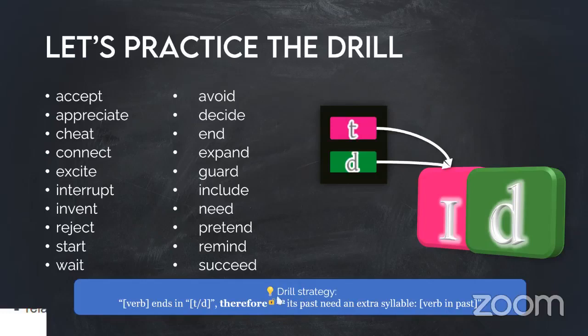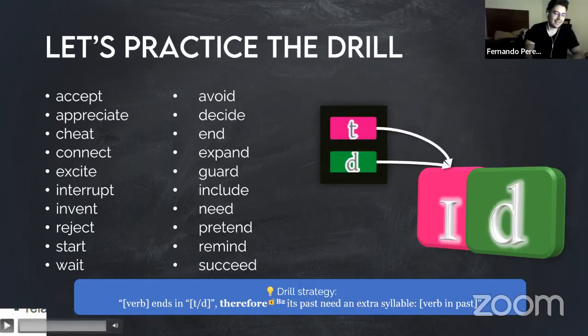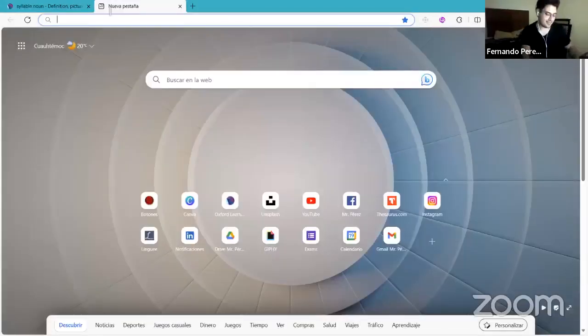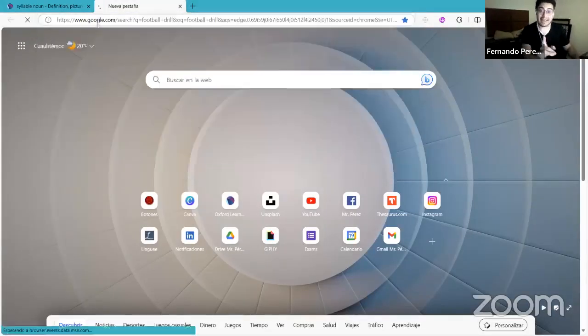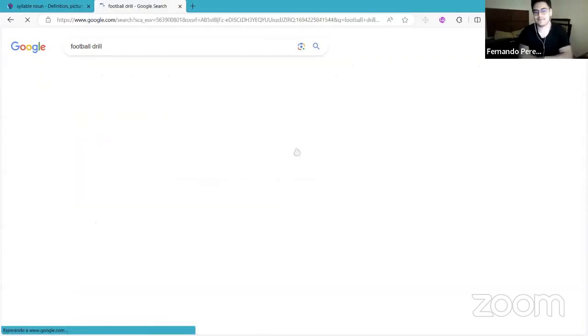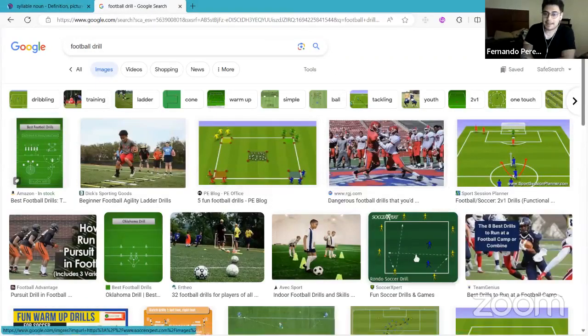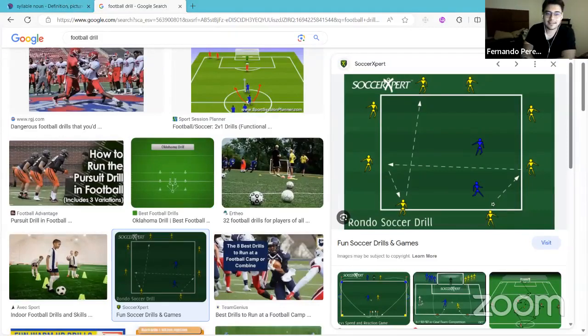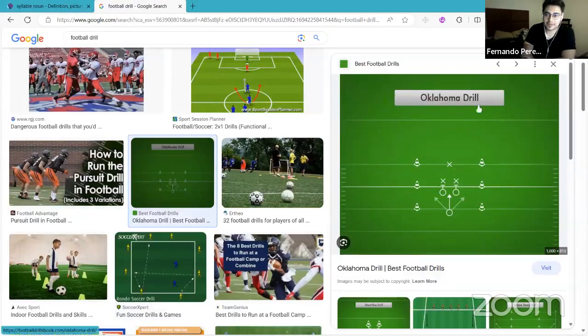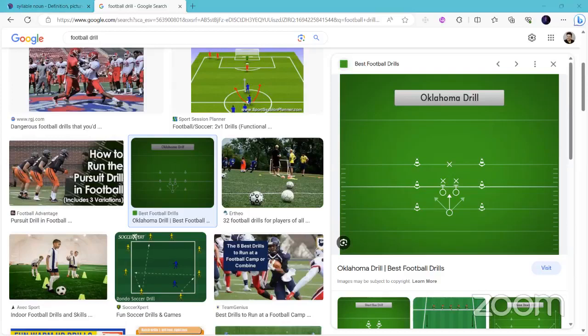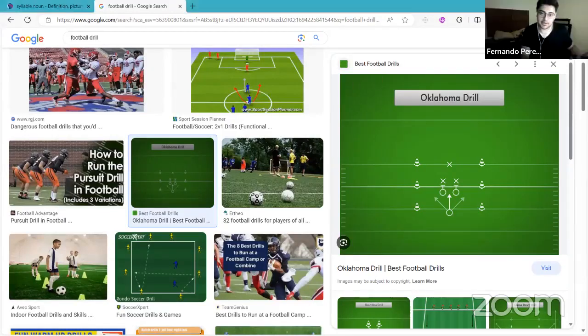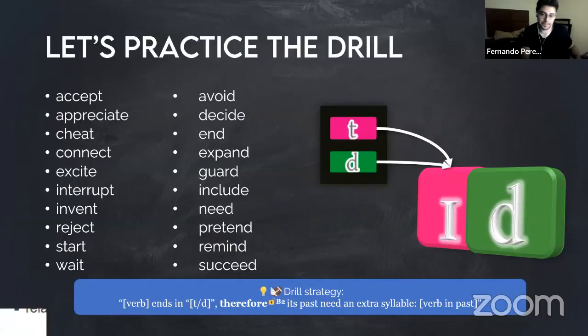Yes. This is called a drill strategy. A drill strategy is a plan of attack. A plan of attack in specific cases. Okay. You got it? Yes, I got it. Let me put a small ball. Drill strategy.